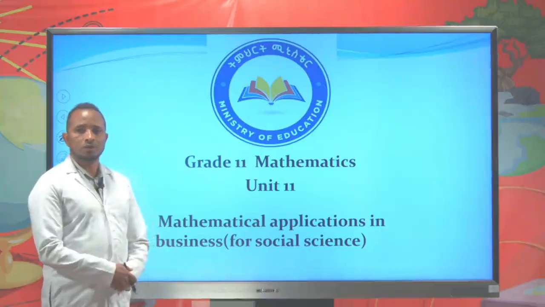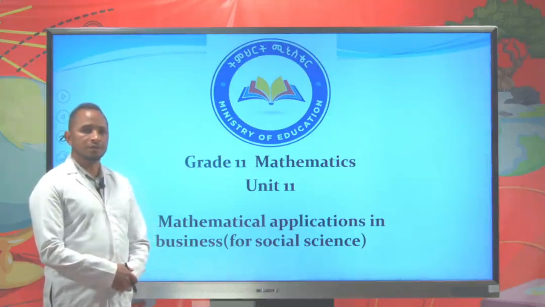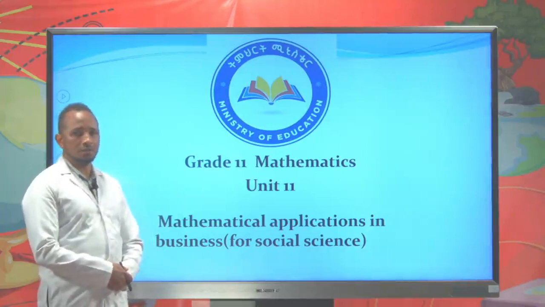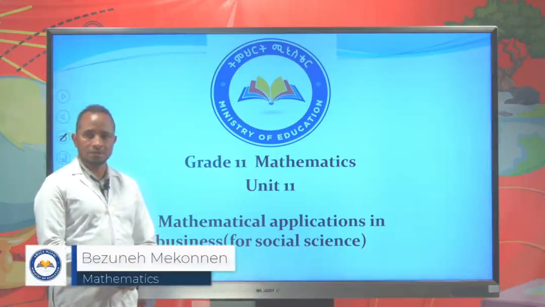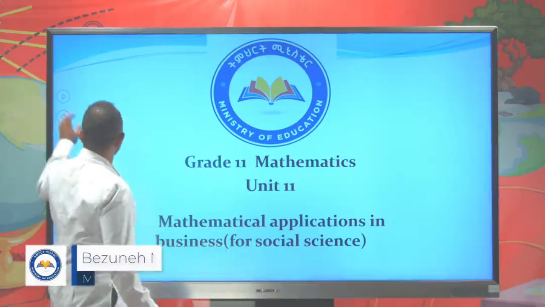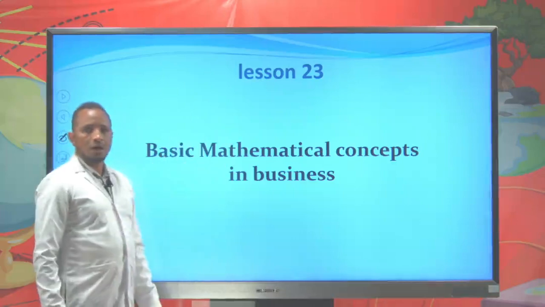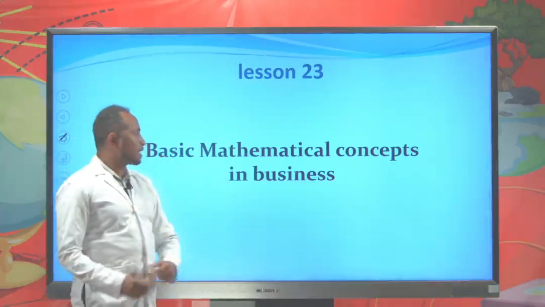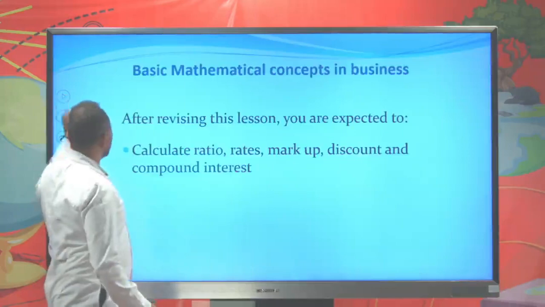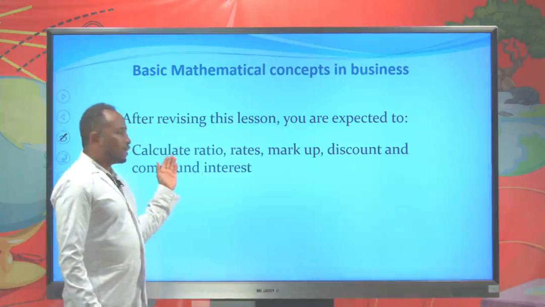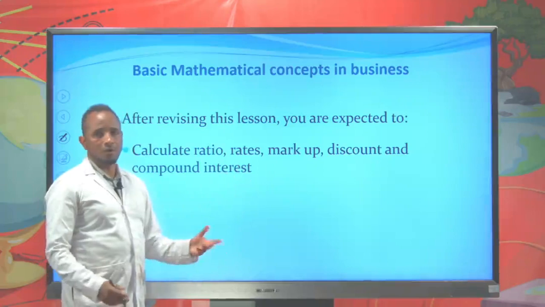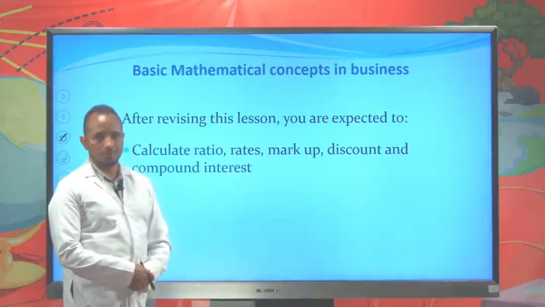Hello dear students, this is grade 11 mathematics lesson on unit 11, which is mathematical application in business, and this chapter is designed for social science students only. So let's continue. In this lesson we focus on basic mathematical concepts in business. After revising this lesson, you are expected to calculate ratio, rates, markup, discount, compound interest. So let's continue to the lesson.